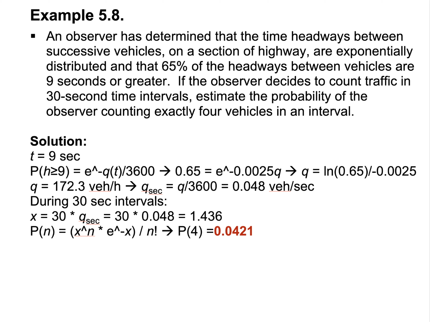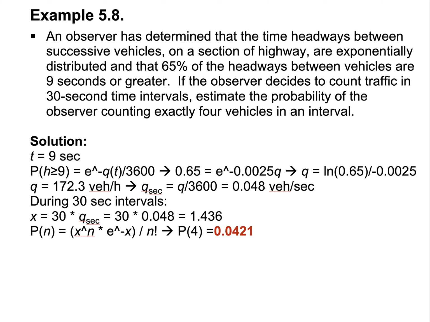Okay, so we're given that t is 9 seconds, and we're given that the p of h greater than or equal to 9 is 0.65, and that's equal to e to the minus q times t divided by 3600. And so what we need to do is solve for q. So we can rewrite the equation: 0.65 equals e to the minus 0.0025 q. And so q is the natural log of 0.65 divided by 0.0025, and q is therefore 172.3 vehicles per hour. In seconds, that's 0.048 vehicles per second.